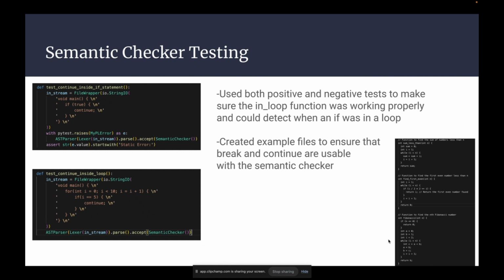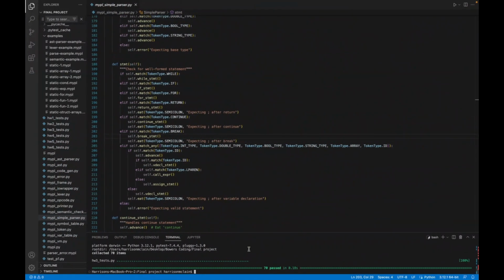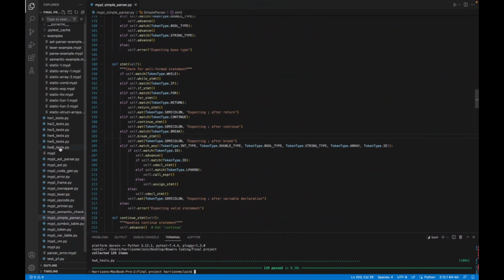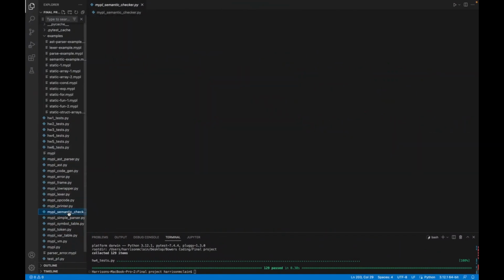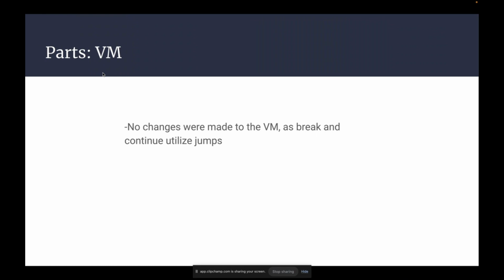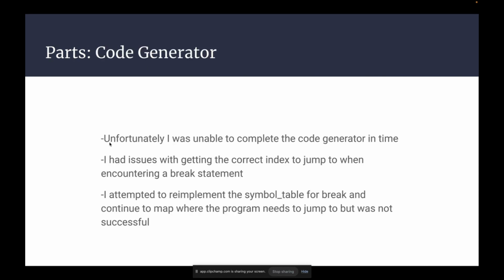And then again, I have some test files. These test files are just, again, using continue and break statements, making sure those pass. And here is that part passing. I could bring it up here, the semantic checker if statement right here. And then for the VM, I had no changes to the VM. My initial thoughts were that for the code generator, I was going to use jumps to implement the break and continue. So I didn't really need to change anything in the VM, nothing needed to be added.